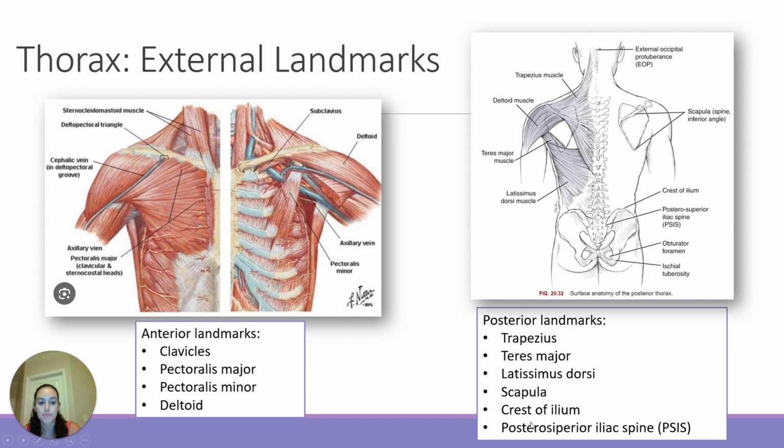And then the other reference point that your book talks about is the posterior-superior iliac spine. Sorry for the typo there. Posterior-superior iliac spine, and this is a point in your sacrum. It's where your ilium attaches to your spine, in this case, the sacrum. Those are the points of reference for the external landmarks.